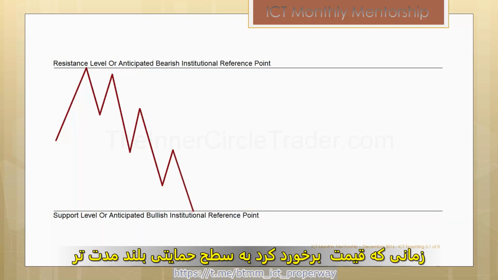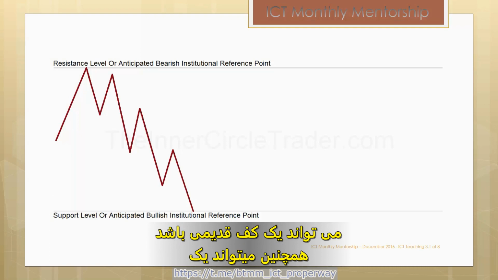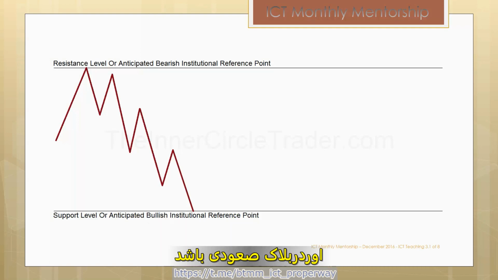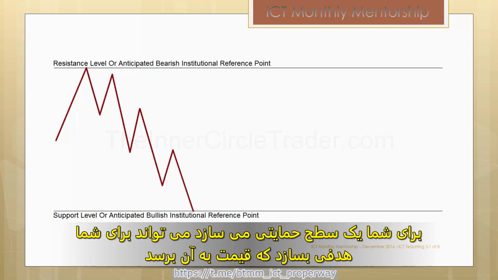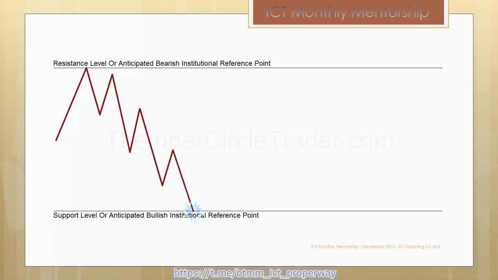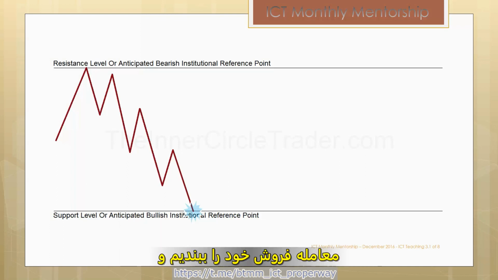As price hits our longer-term support level, or anticipated bullish institutional reference point, which could be an old high, it could be an old low, it could be a bullish order block, many opportunities to frame that idea, but whatever that is that forms your idea for support, this is the objective that you'd be reaching for. As price hits that level, we would be collapsing our trade and moving to the sidelines waiting for new developments.